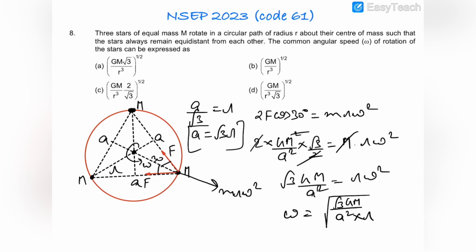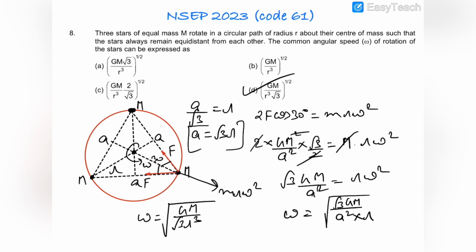Now the value of a is root 3 r, so omega is equal to under root of G m by root 3 r cube. So the correct answer would be option D.